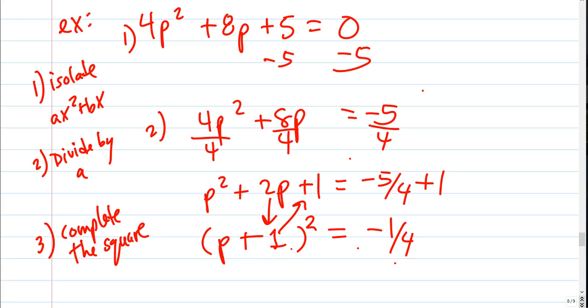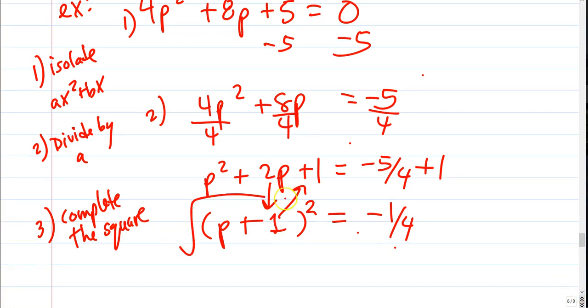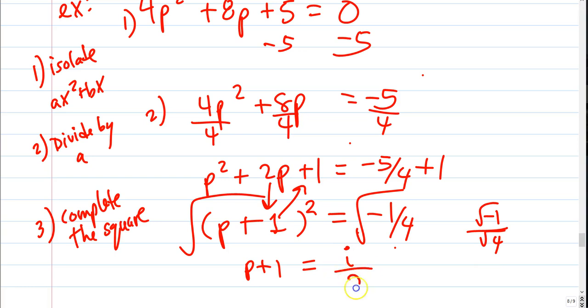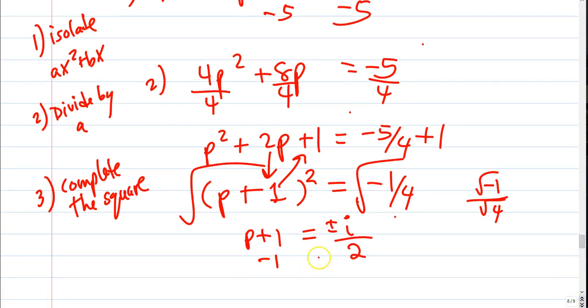We can now solve this using inverse operations. The square root of p plus 1 squared is just p plus 1. On the right, what is the square root of negative 1 over the square root of 4? Well, the square root of negative 1, we should know from the previous sections, is i over 2. Do not forget, from the square root, we get a plus or minus. And last but not least, subtract the 1 on both sides so that p is equal to negative 1 plus or minus i over 2.